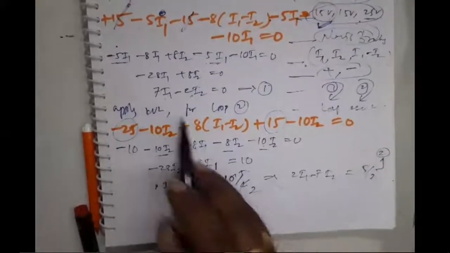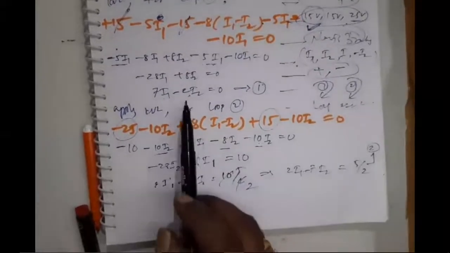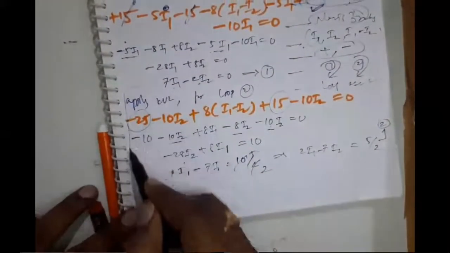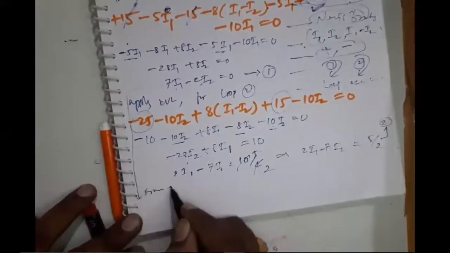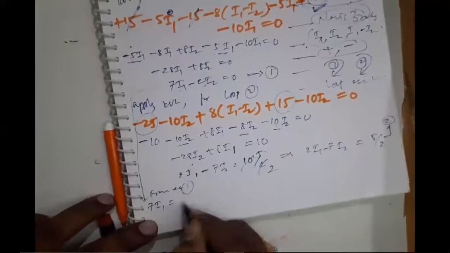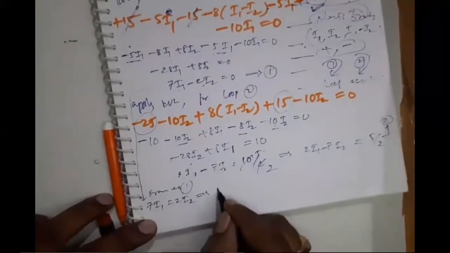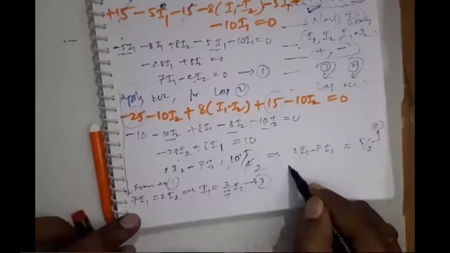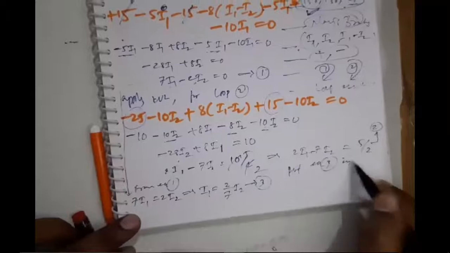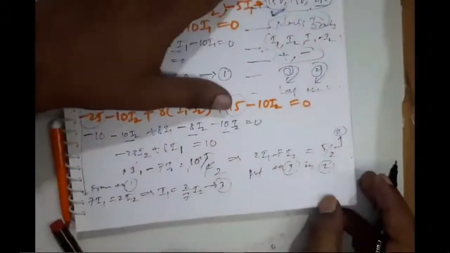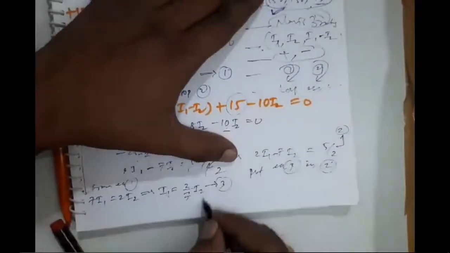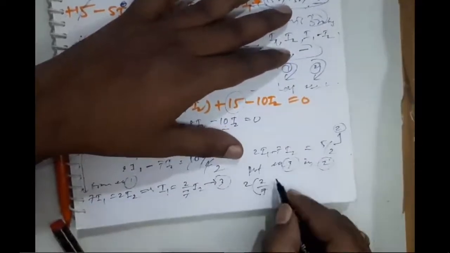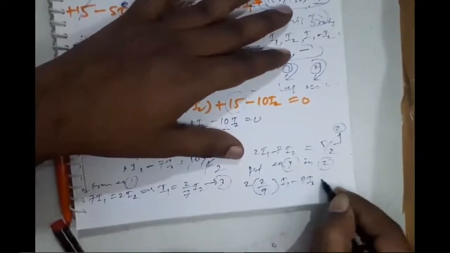Let me solve these two equations, or otherwise put one equation into the other. How can you put it? Let me write this equation in this way. From equation number 1, I am writing 7i1 is equal to 2i2. Hence i1 is equal to 2 by 7 i2, right? Put this value, equation 3, in equation 2, then you will get clarity. Instead of i1, put this value, hence it will be 2 into 2 by 7 i2 minus 7i2 is equal to 5 by 2.